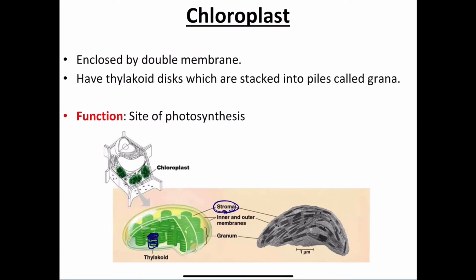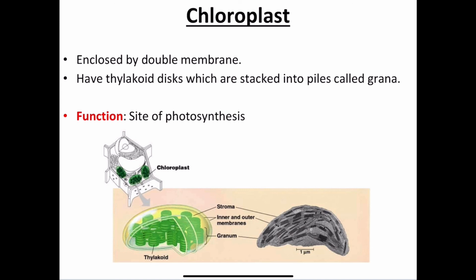Next kita ada chloroplast. So chloroplast is enclosed by double membrane. So macam nukleus, macam mitochondria tadilah. So dia ada inner membrane and outer membrane. Between inner and outer membrane ada intermembrane space. Dan di dalam inner membrane, space itu dipanggil sebagai stroma. So kalau tadi mitochondria, space di dalam inner membrane itu dipanggil sebagai matrix. Kalau chloroplast, space di dalam inner membrane itu dipanggil sebagai stroma.